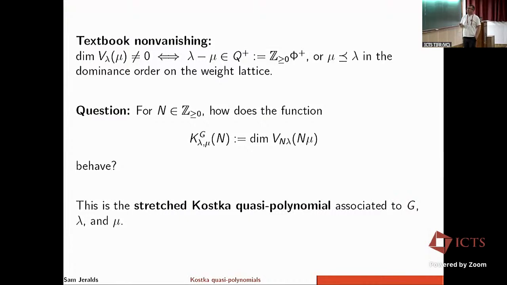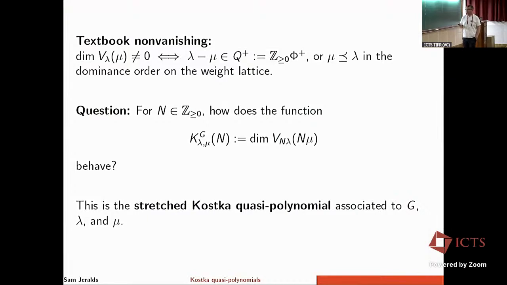And again, we can see that this condition for non-vanishing is completely stable under scaling. So we can play the same game and ask, for non-negative integers n, how does this function of n, where I take the dimension of the n mu weight space inside of the n lambda highest weight representation, behave as a function of n? And this is the object that we're actually interested in. And so we'll call this the Stretch-Kostka quasi-polynomial associated to G, lambda, and mu.